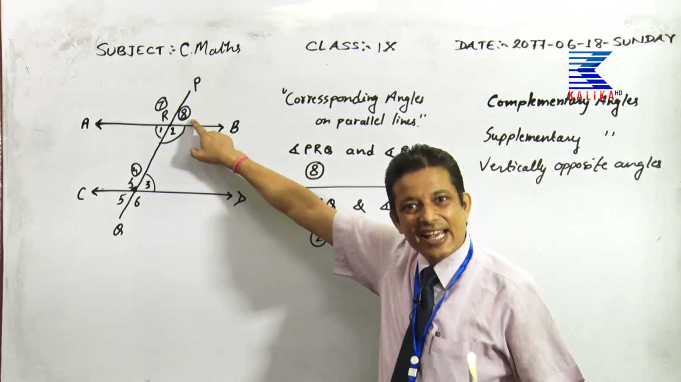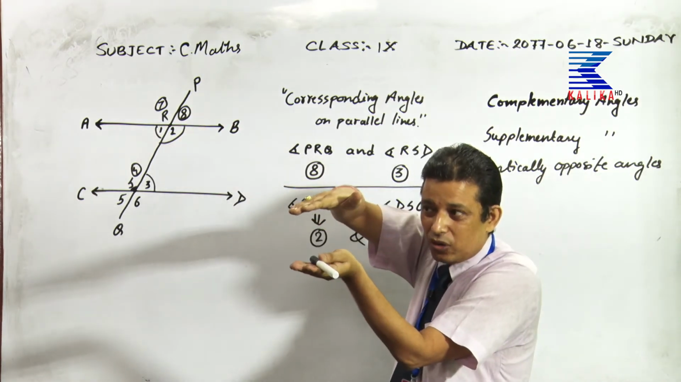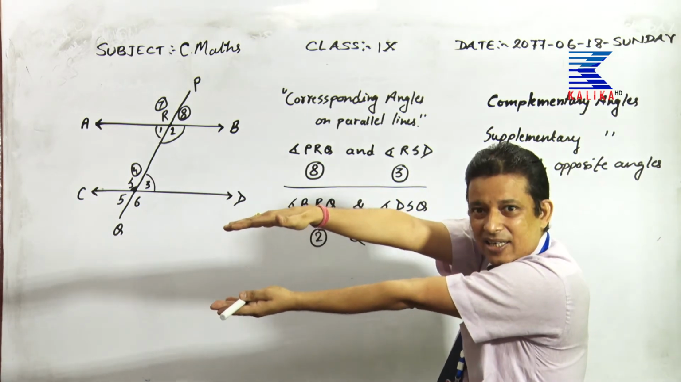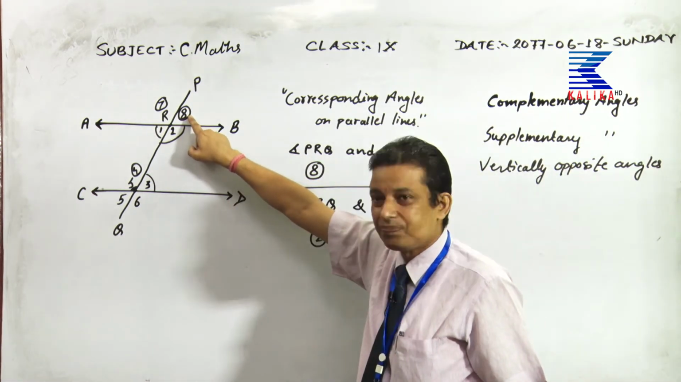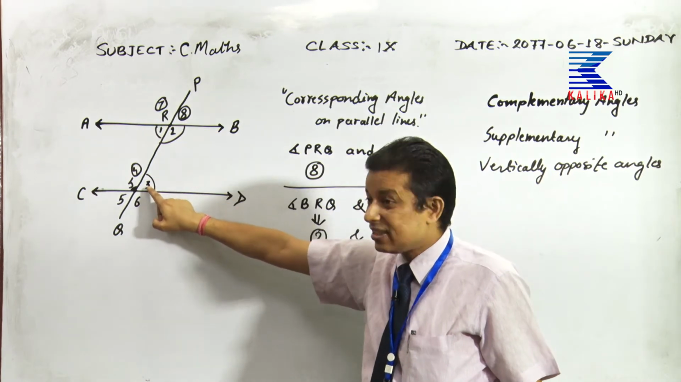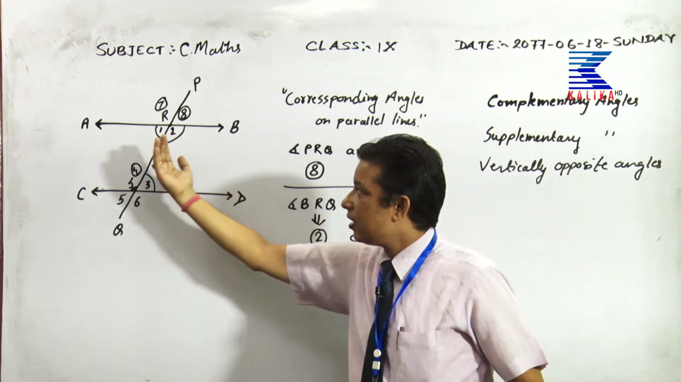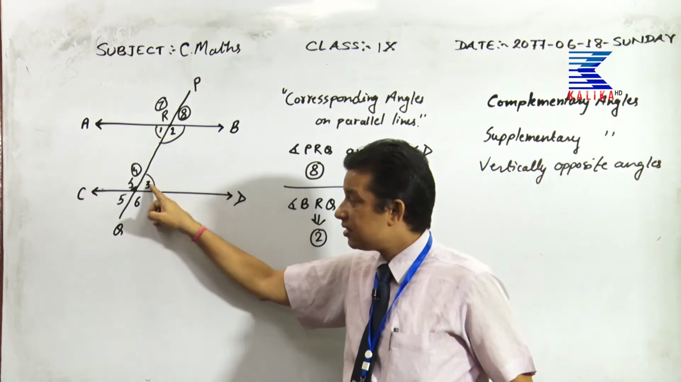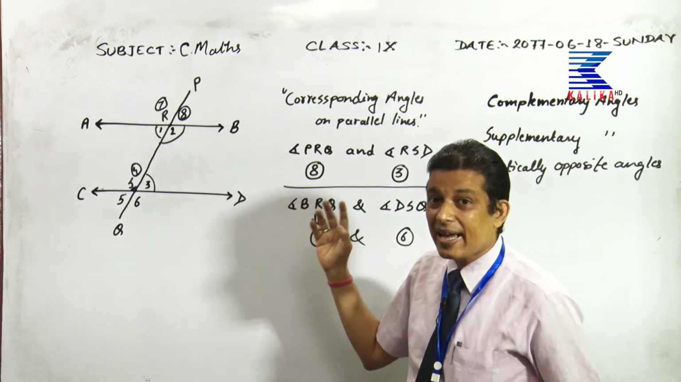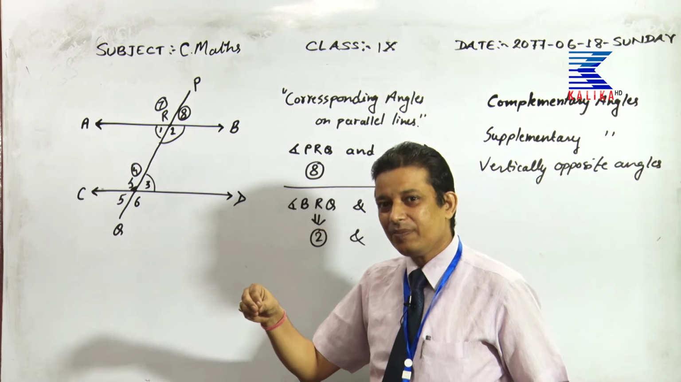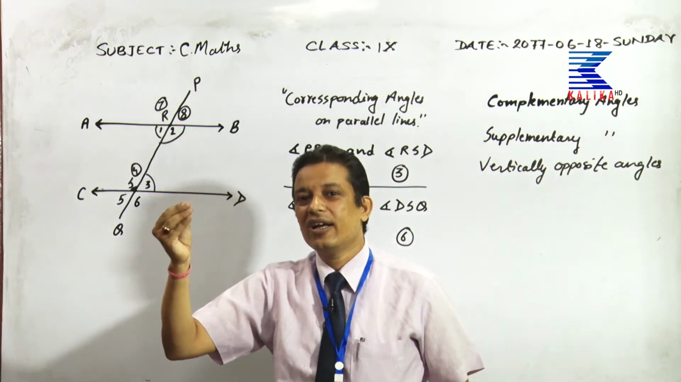So, dear student, to define corresponding angles, let me talk about the type. This angle 8, whether it is exterior or interior, it is an exterior angle. It is outside of the two parallel lines, not in between these two parallel lines. Its corresponding angle is 3. It is inside of the parallel lines. 8 is on the right side of transversal PQ, and 3 is on the right side of transversal PQ. Therefore, corresponding angles are the angles that lie on the same side of the transversal, one exterior, one interior.